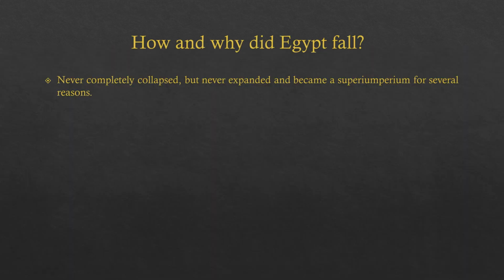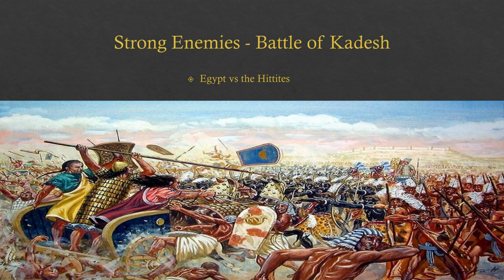But how and why did Egypt fall? Well, it never completely collapsed. But it never expanded and became a super empire like Rome or China, because they had really strong enemies. Take the Battle of Kadesh, for example. Egypt lost versus the Hittites.